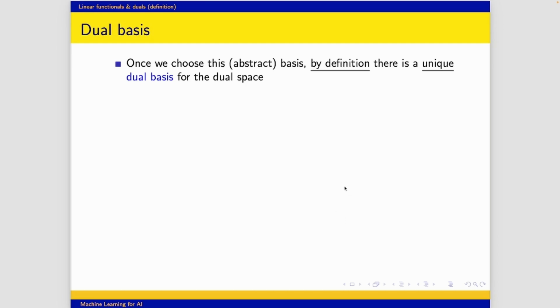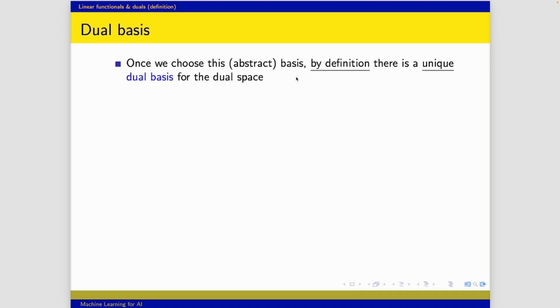Now, once we choose a basis, we can define a unique dual basis, which is a basis for the dual space. So I said that the dual space is a vector space. I haven't demonstrated it, but just take it for granted now that it is a vector space, and therefore it can have a basis. And now there's a canonical choice, meaning a natural choice. And we call this the dual basis for the dual space.